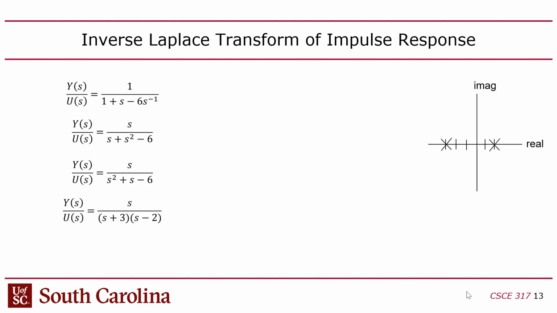Now I mentioned that s is a complex number. So in this case, the poles have an imaginary component of 0 and a real component of negative 3 and positive 2. And so those are your two poles if you plot them on a plot where the imaginary number is the vertical axis and the real number is the horizontal axis. Obviously, those are just on the horizontal axis, negative 3 and plus 2.